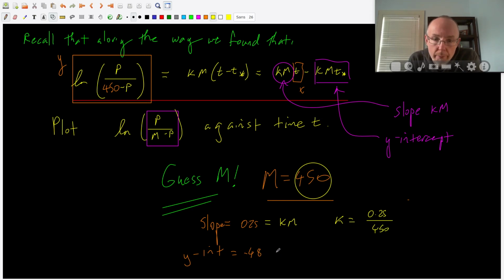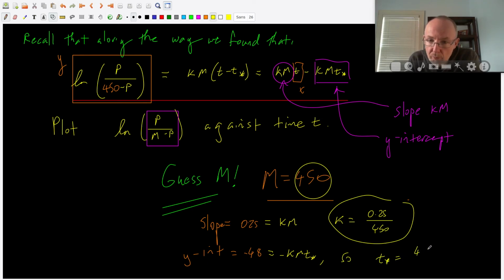And then the y-intercept is minus k m t star. And I just told you what k is. There's k. So we can find t star. t star is going to be 48 over k, which we just calculated, times m, which is 450. So we can find k, and we can find t star, and we guessed m. So we have all the quantities in the model.